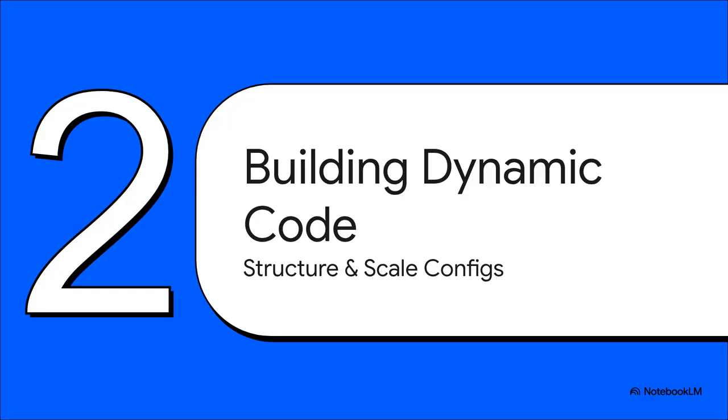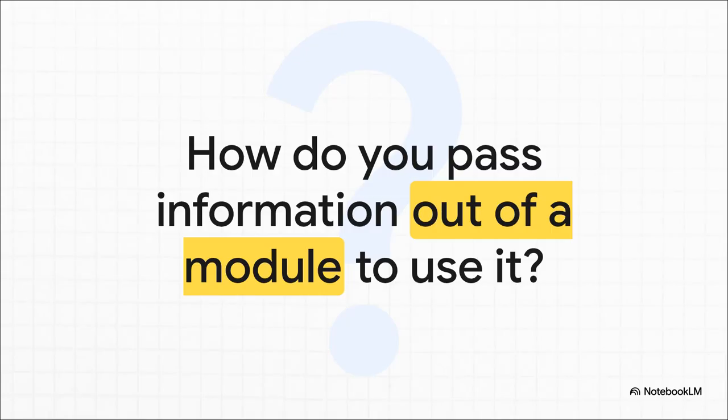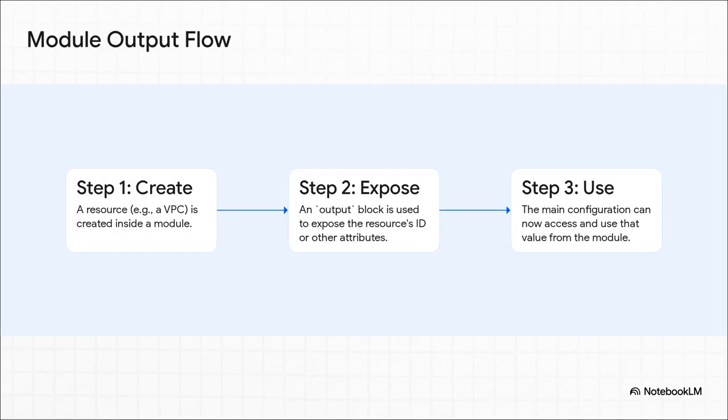Okay, with our foundation set, we can move on to the fun part, the art of actually writing the code. This is where we stop doing things manually and start building configurations that are flexible, clean, and easy to scale. Now, if you've used modules, you've almost certainly hit this wall. You build a fantastic, reusable module for, say, a virtual network. It's perfect. But how do you get the network's ID back out so the rest of your code can actually connect to it?